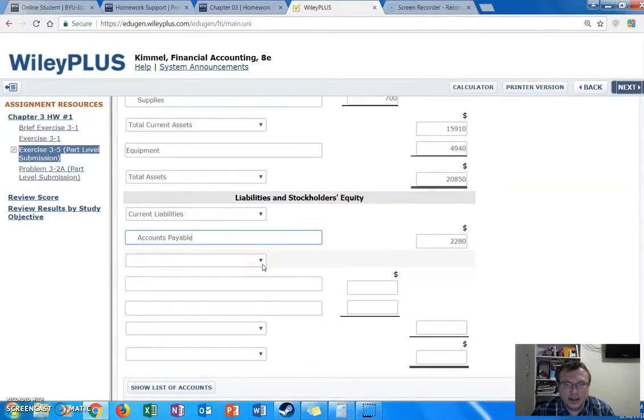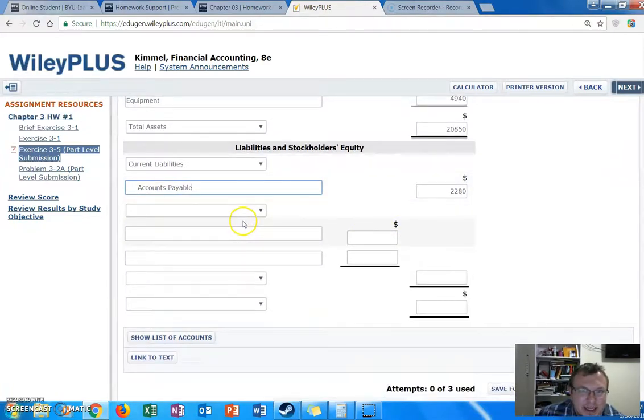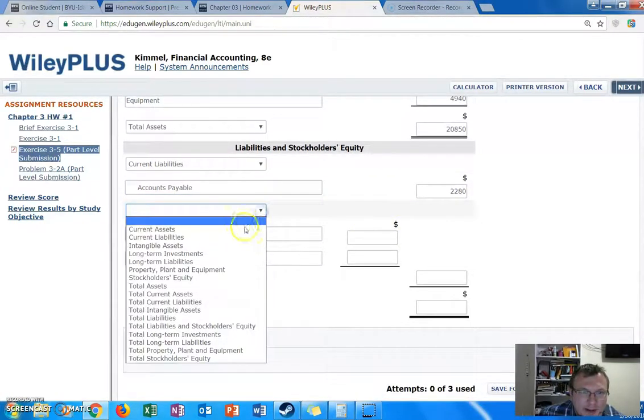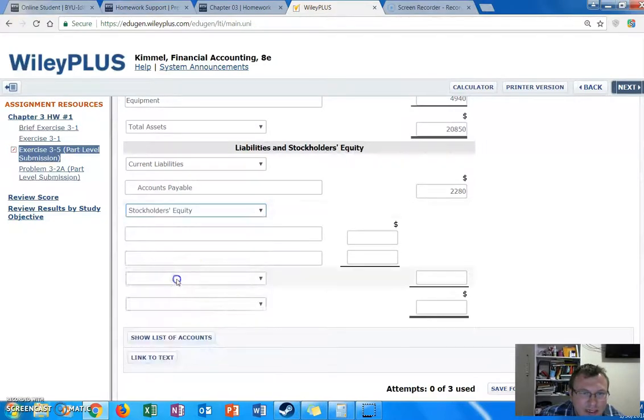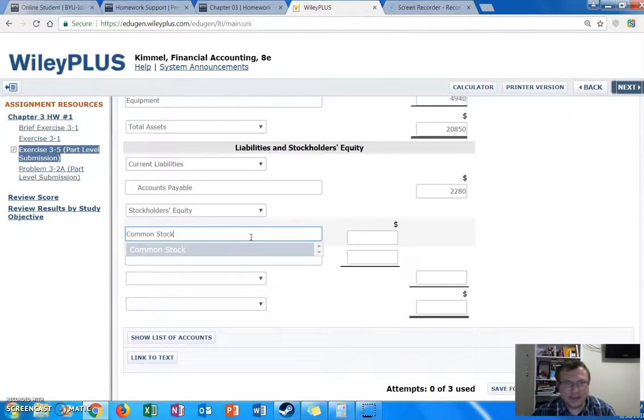And then typically I would write down long-term or total current liabilities. This is, I guess, a shortened version of the sheet because it's not saying it. So I'm going to go ahead and go to stockholders' equity. And we're going to say common stock. Common stock always goes on top in stockholders' equity.